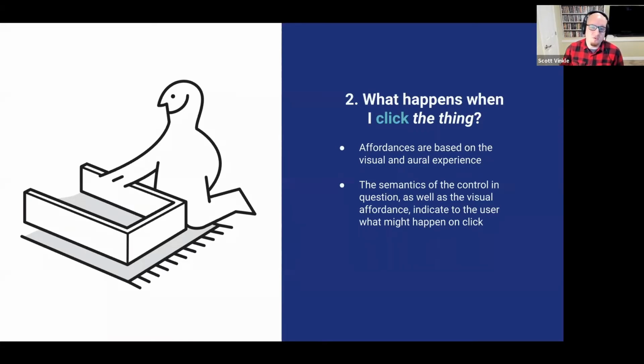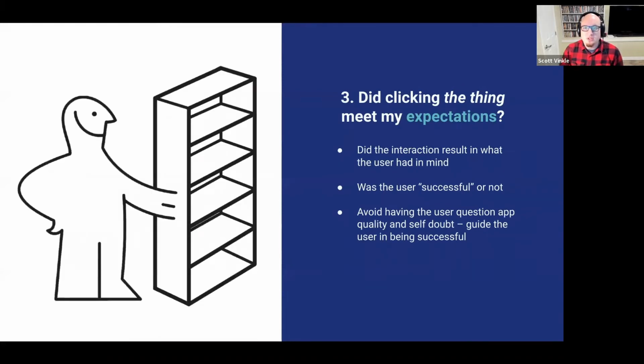So this leads to the final question. Did clicking the thing meet my expectations? This is a big one. In other words, did activating the control result in what the user had in mind when they clicked? Was the user successful or not? For example, did clicking the search button result in a search results page being loaded, indicating how many items were returned? Did clicking play on a button result in playback of a video?